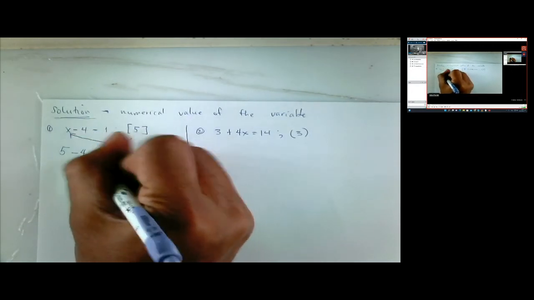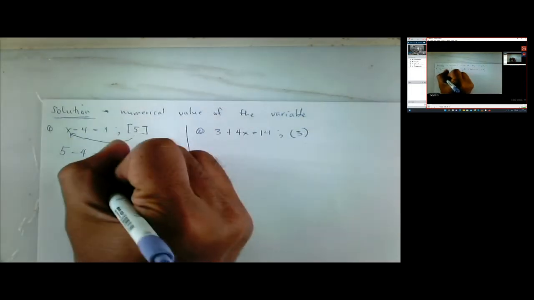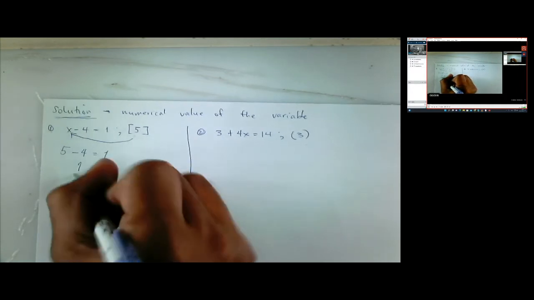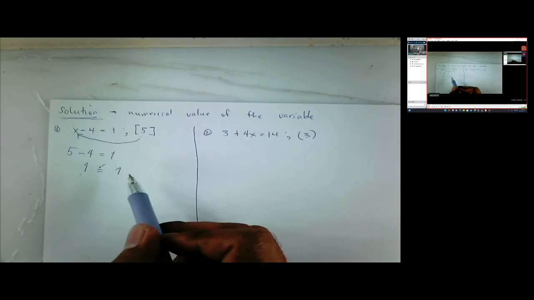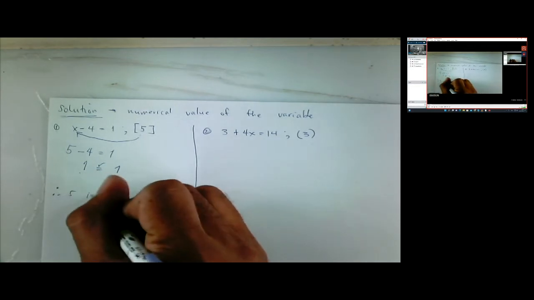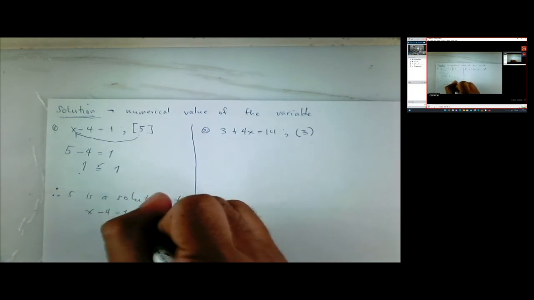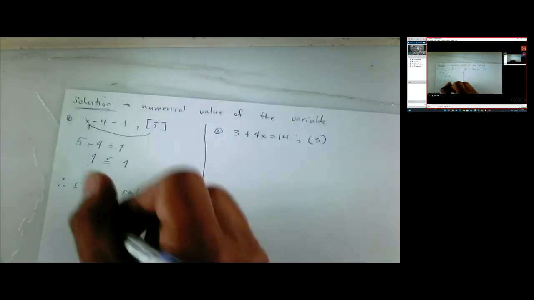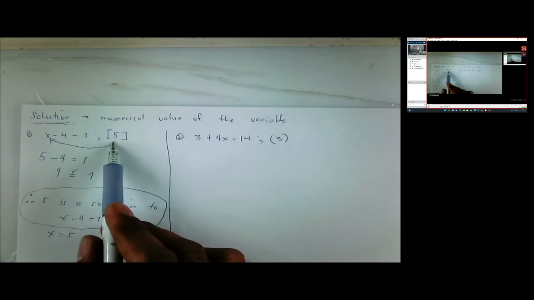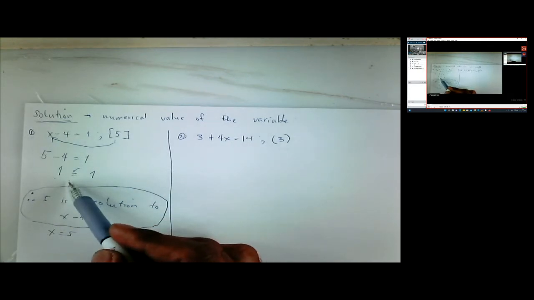So that would be 5 minus 4 equals 1. Okay, and what is 5 minus 4? That is 1, which is equal to 1, right? So since the left side of the equation and the right side of the equation are equal, then we can say, therefore, 5 is a solution to x minus 4 equals 1. So we can say that x is equal to 5. Remember, when we substitute the given value to our variable, you will get both sides equal.